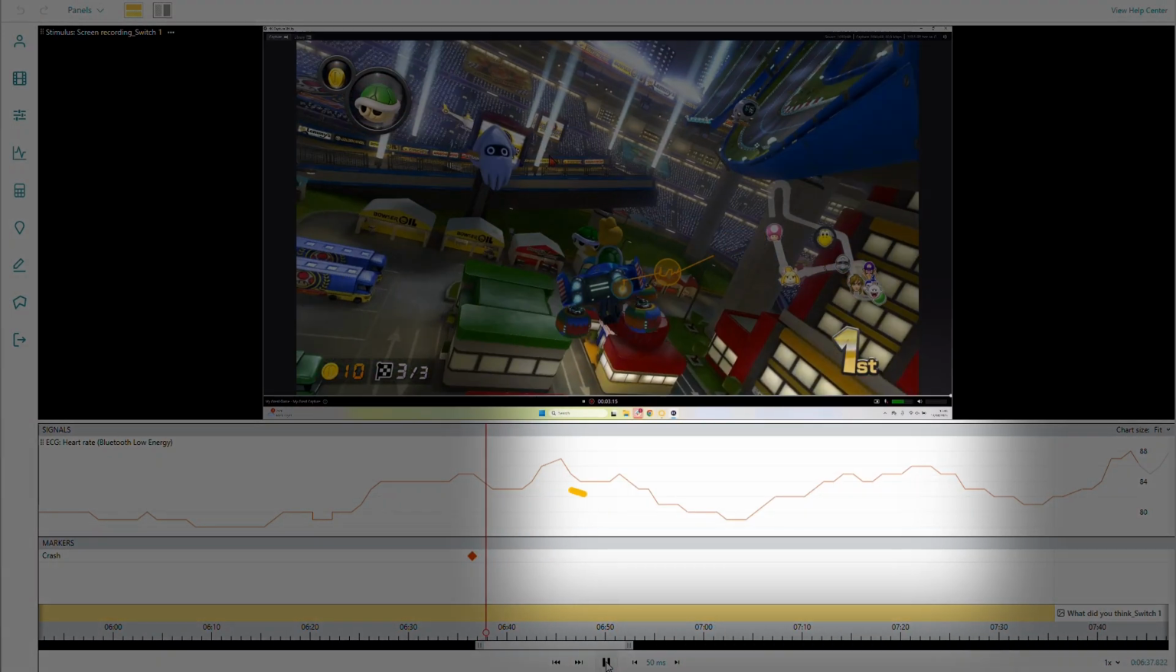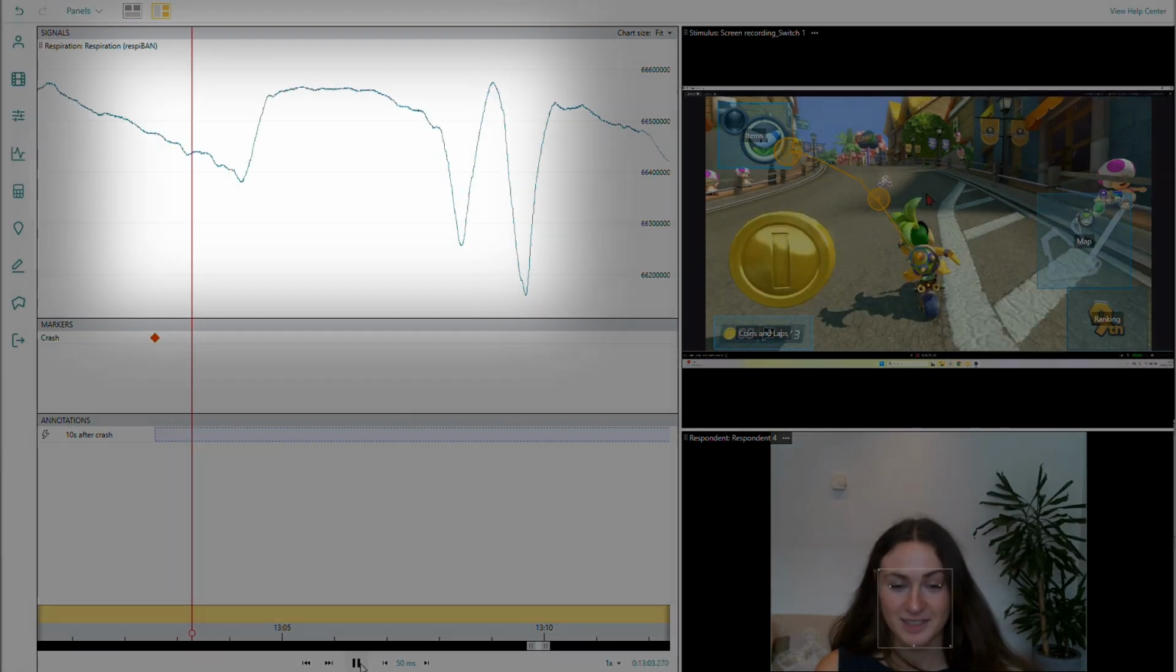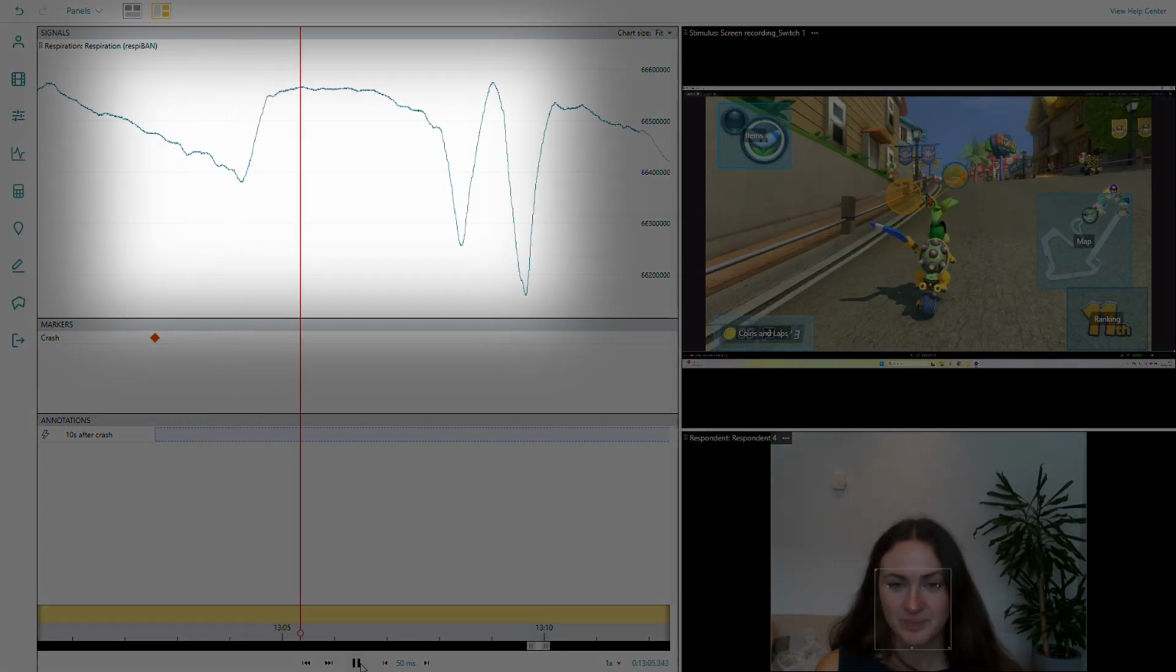Now, I've labeled the crashes. I tracked attention to the obstacles to see if the crash was likely a visual surprise. I expect a surprise to have a strong visceral reaction. Let's take a look. For a jump scare, players can have a very quick drop in heart rate, often followed by an increased heart rate. We might also notice a gasp or holding breath in the respiration data. These are the criteria I use to see if there seemed to be a strong change in arousal.